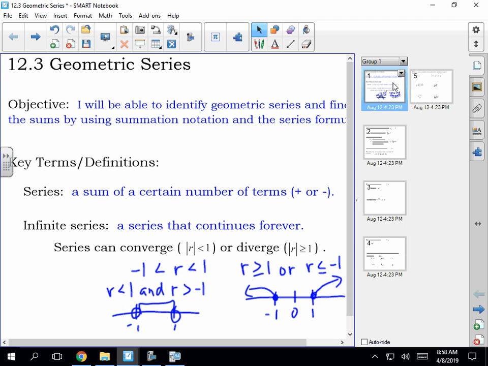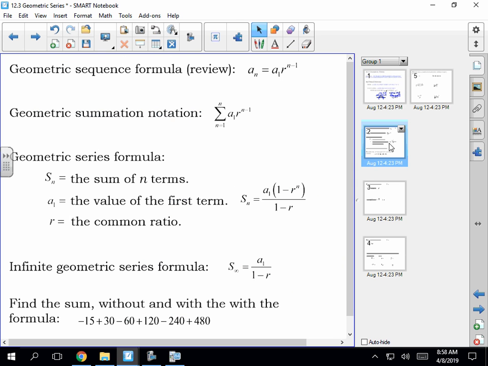All right. So a couple more formulas. Here's the summation notation. There's the one we just talked about that generates the nth term, a sub n equals a sub 1, r to the n minus 1. When we want to sum up the terms, we use the sigma or summation notation.